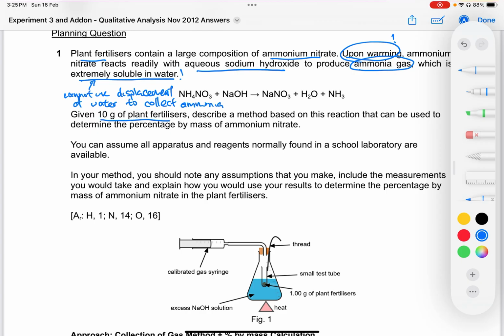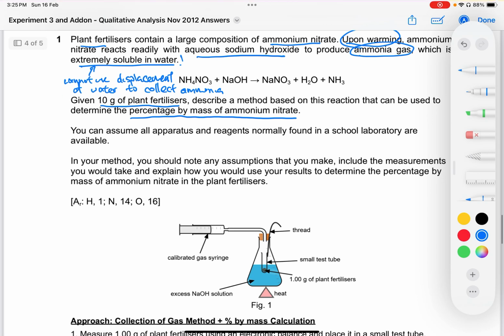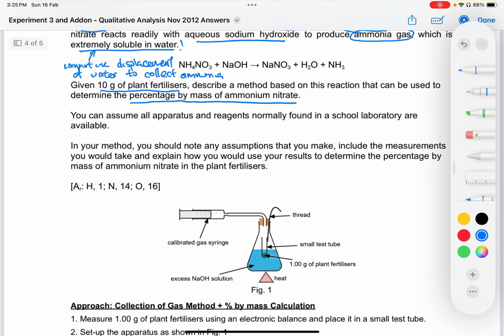They say you are given 10 grams of plant fertilizer; describe a method that can be used to determine the percentage by mass of ammonium nitrate. Then they say you can assume the apparatus used is normally found in the lab. This is quite a standard statement you typically tend to see. Now they say in your method, you should note any assumptions. So it tells you that you must write down assumptions, and include any measurements you would take, and then how you use your results to determine the percentage by mass of ammonium nitrate in the plant fertilizer.